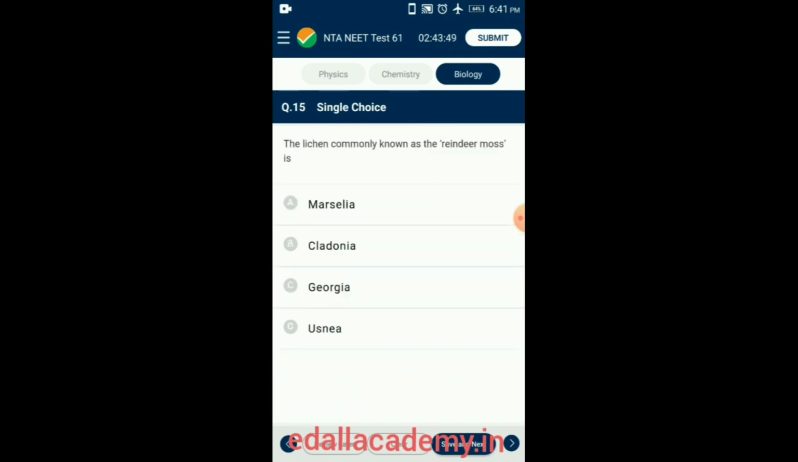Question number 15. The lichen commonly known as reindeer moss is Cladonia rangiferina. It is the lichen that is commonly known as the reindeer moss, and it is found growing luxuriantly in the tundra region where the reindeer are also abundantly found. These are terricolous lichens found growing on soil. So the answer for this question is option B, Cladonia.